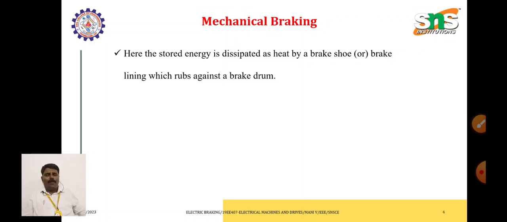While applying mechanical braking, there is a brake shoe and a rotary moving part, the brake drum. The brake shoe is pressed against the brake drum. The amount of energy stored in the brake drum is, because of mechanical braking, converted into heat and dissipated as heat. This is mechanical braking. The energy in the brake drum is completely dissipated as heat, and the heat is nothing but waste.